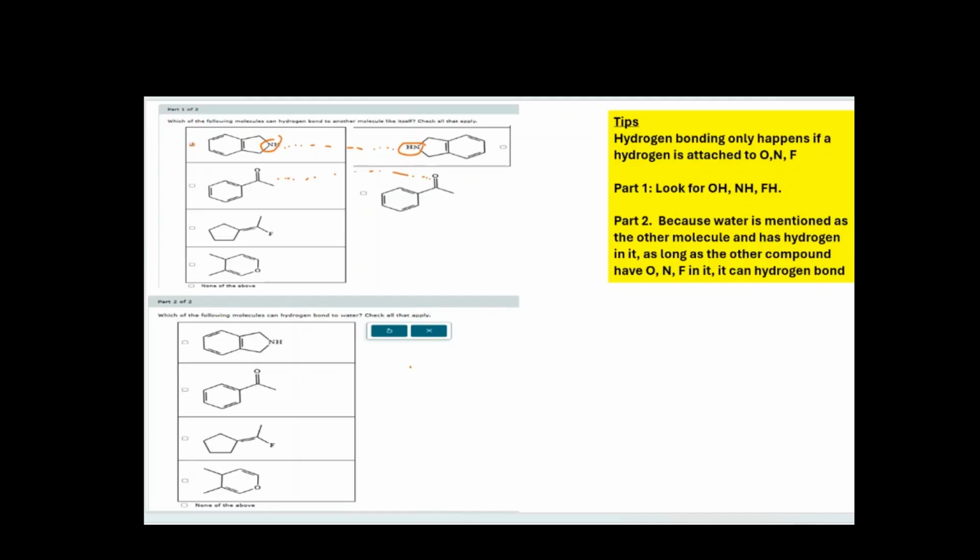And next up for part two, we want to picture which ones can hydrogen bond with H2O. So we have our oxygen here, and I'll just go ahead and throw my lone pairs on that and my two hydrogens. And as mentioned, with this one, you could just follow the simple rule. As long as you see nitrogen, fluorine, or oxygen, it can hydrogen bond because water has hydrogen in it. So in this example, you see nitrogen here, so we'll check that. Oxygen right here, we'll check that. Fluorine right here, we'll check that. And then oxygen right here.